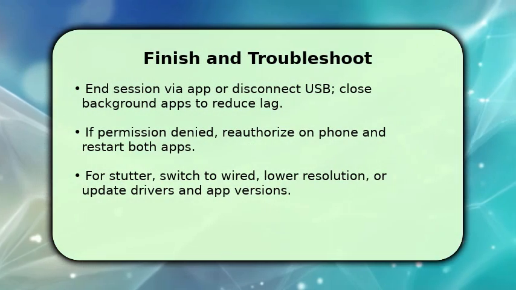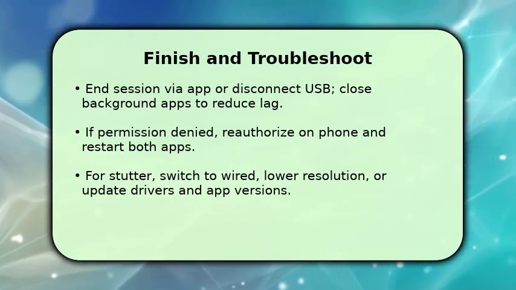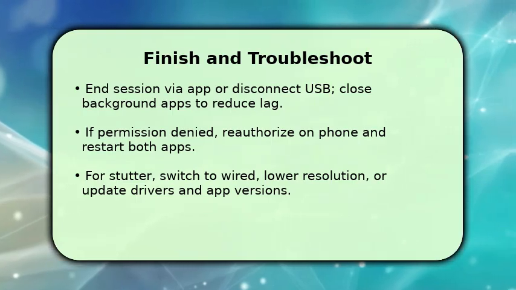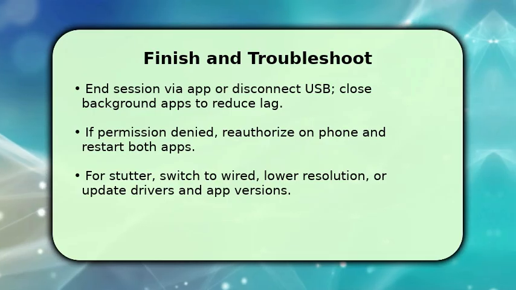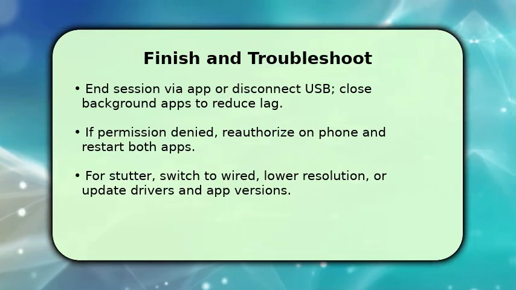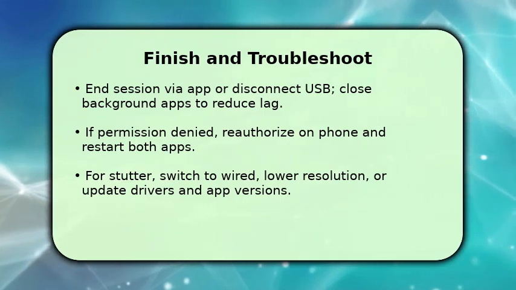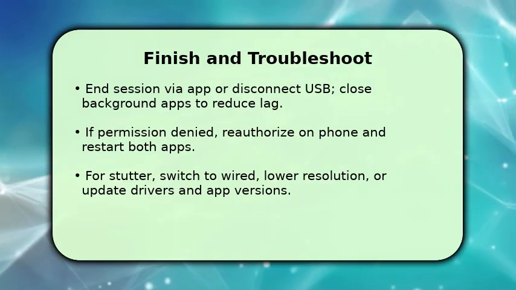To finish, stop mirroring in the desktop app or unplug the USB cable. This cleanly releases device resources and prevents accidental input. If mirroring fails, recheck permissions on the phone and reconnect. Authorization prompts are often overlooked, and restarting both apps solves transient conflicts.